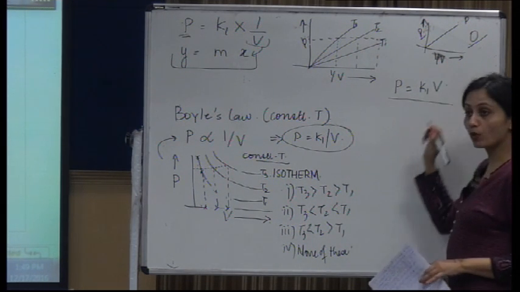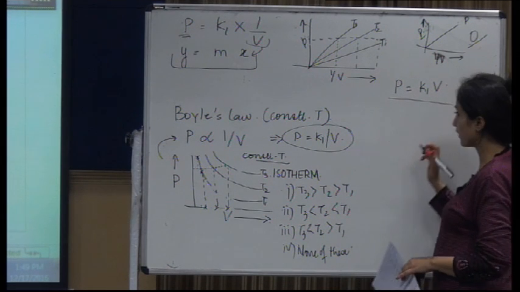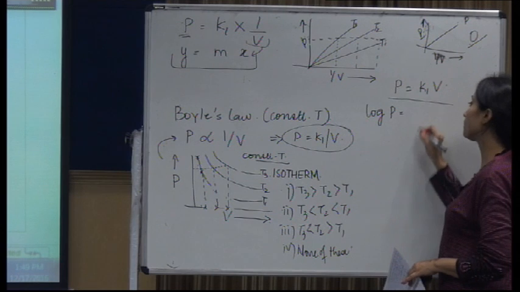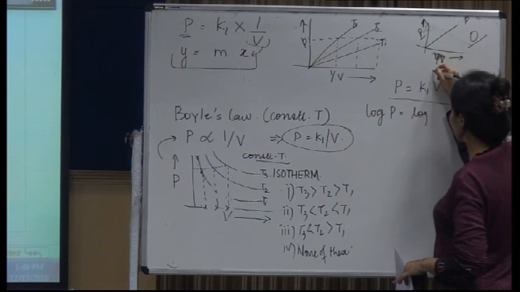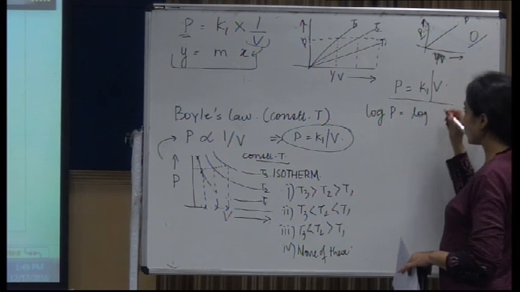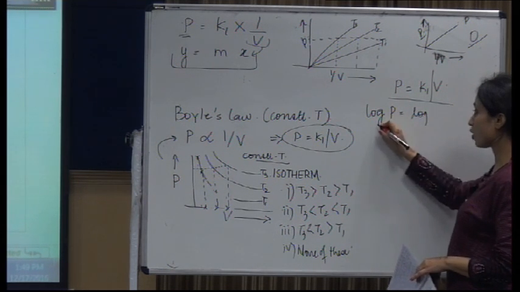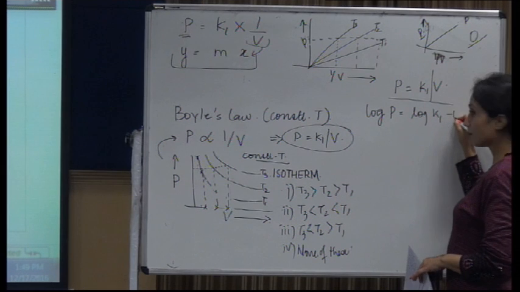Now again, Boyle's law is P is equal to K1 by V. Now here if you take the log, what will it become? Log P is equal to log K1 minus log of V.